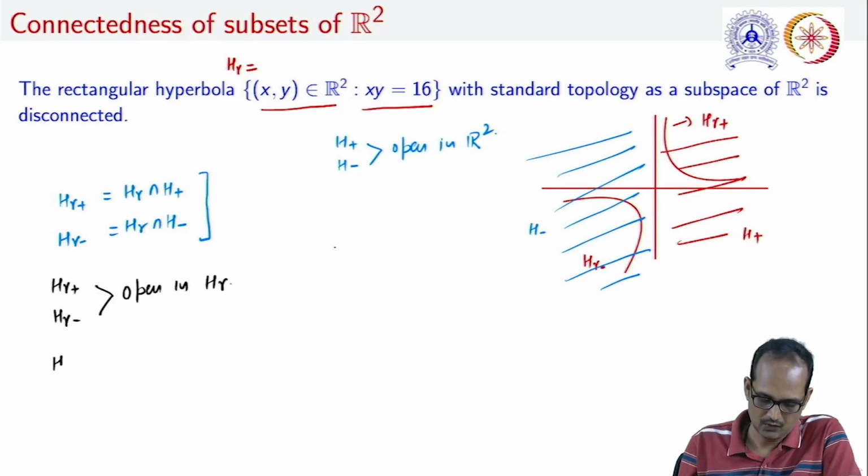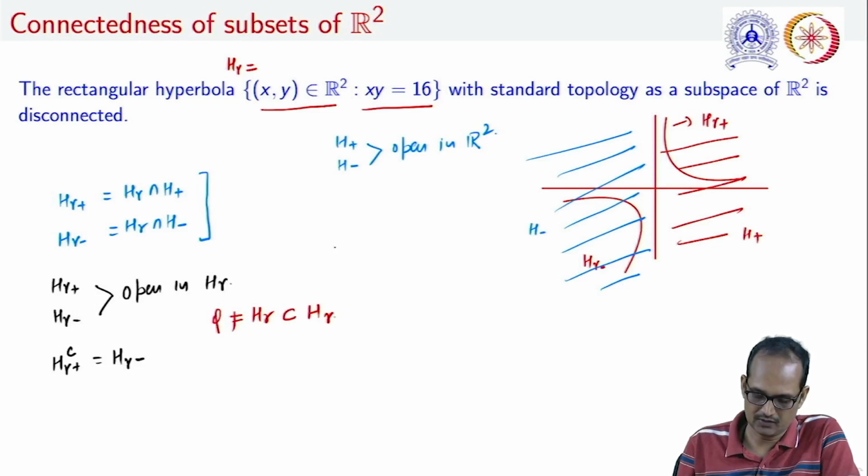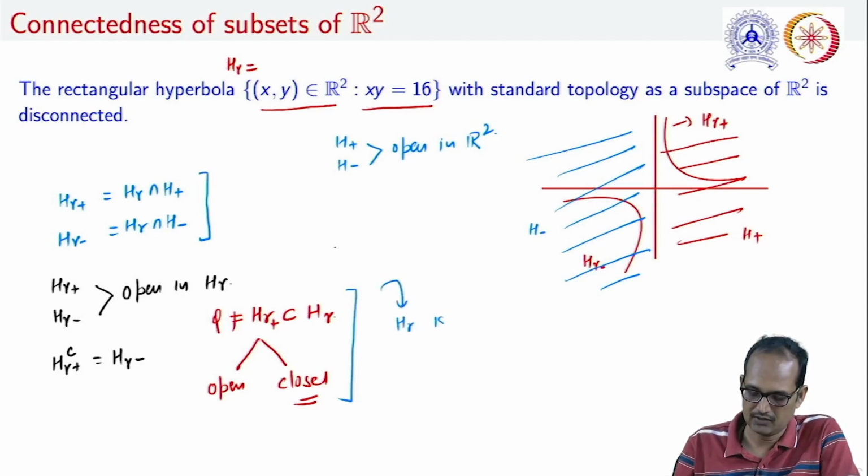Also, what about the complement of HR plus? That is nothing but HR minus. Meaning is to say that this HR plus is non-empty. This is a proper subset of this HR. Actually, this is HR plus, and this HR plus is both open and closed. And this itself justifies that HR is disconnected.